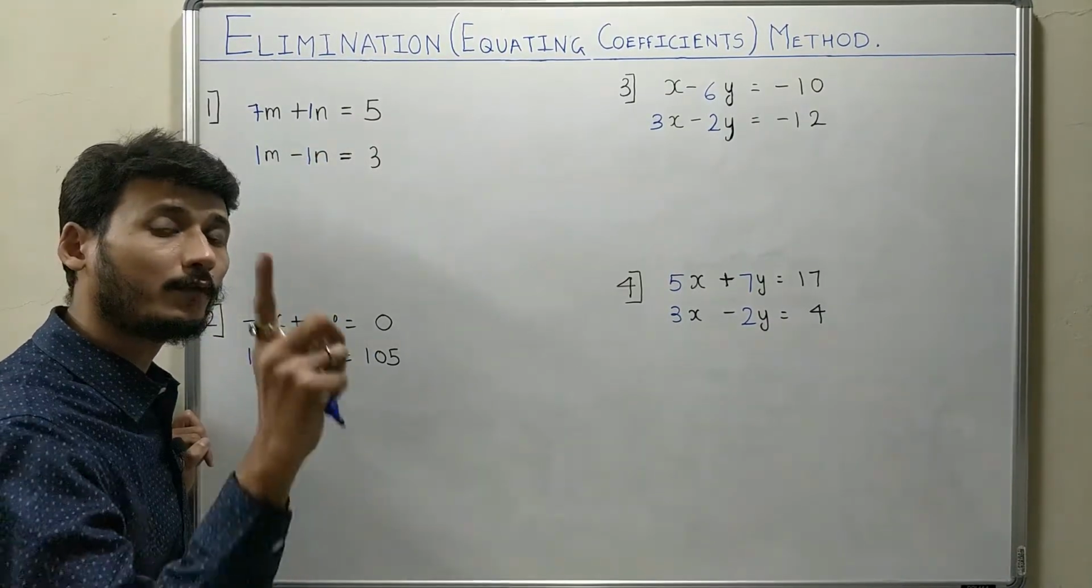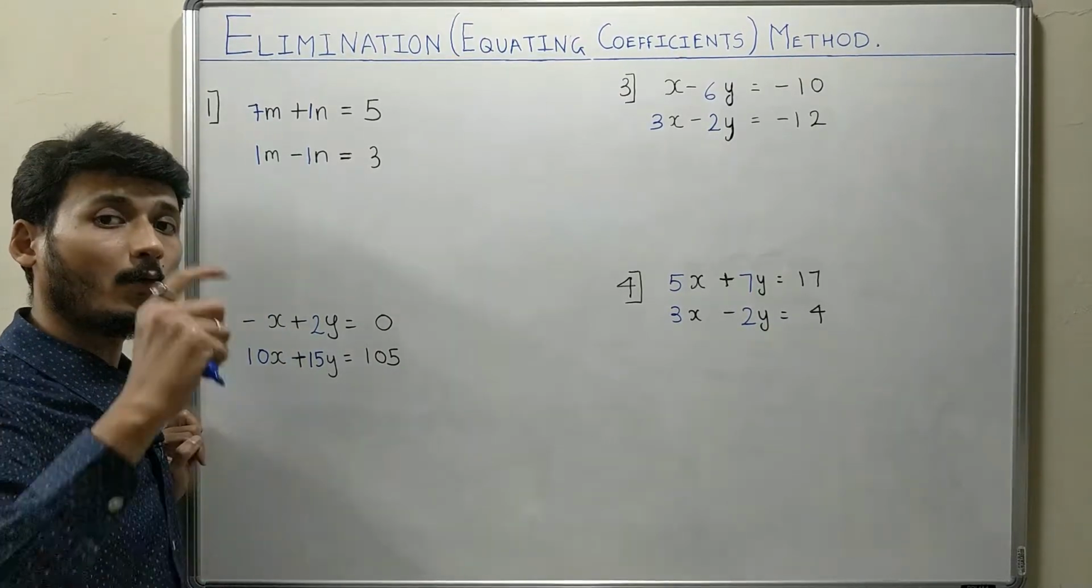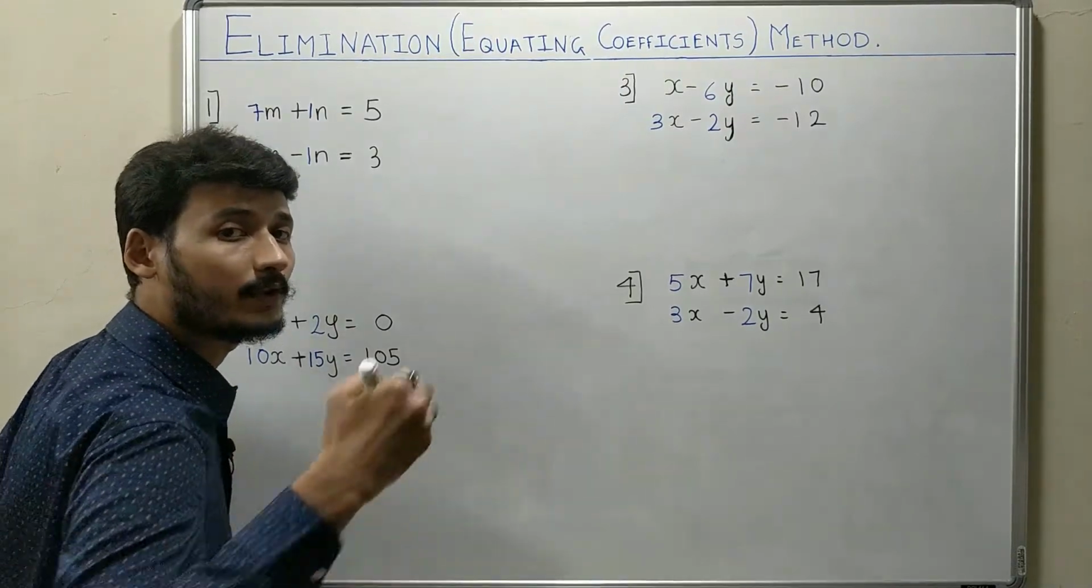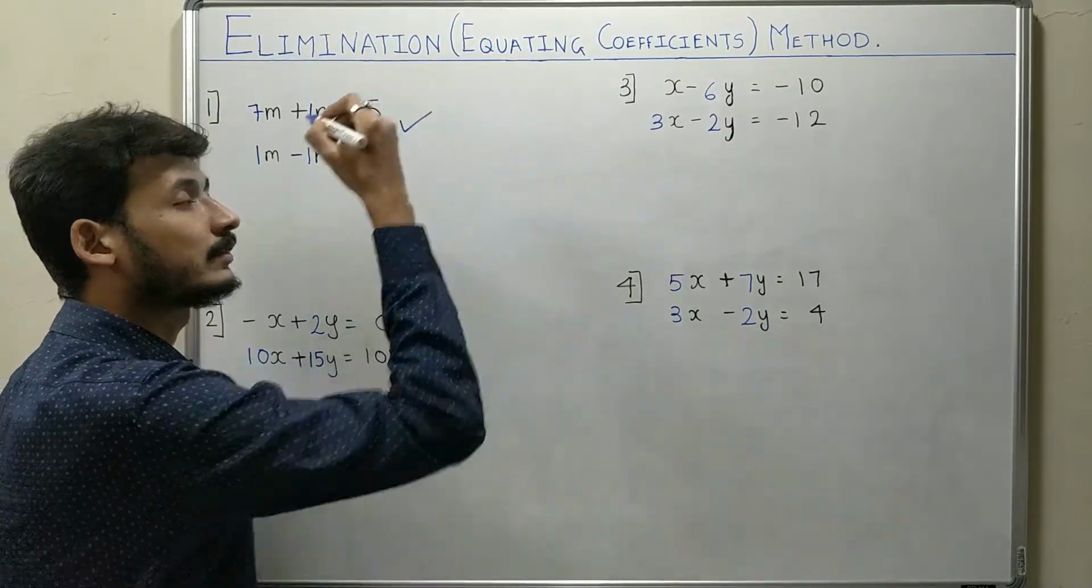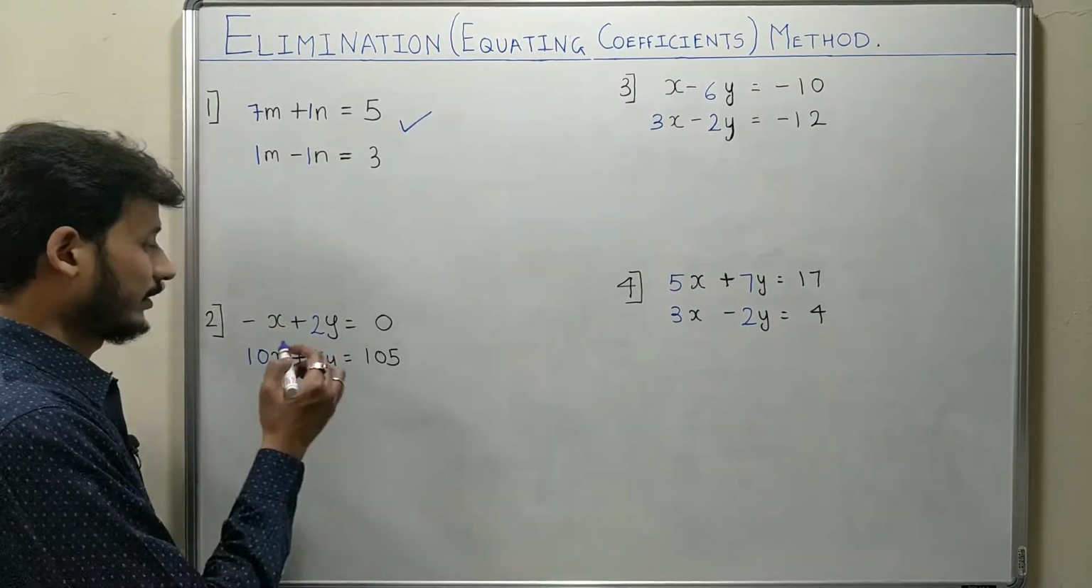So the coefficient of the n variable is same. That is very good. One variable's coefficient is same. So what we can do? We can proceed to step number 3. I hope it is clear. Okay, now let's see the second example.